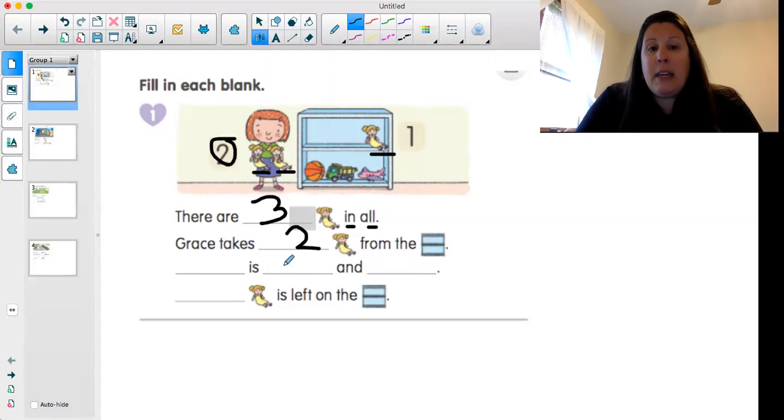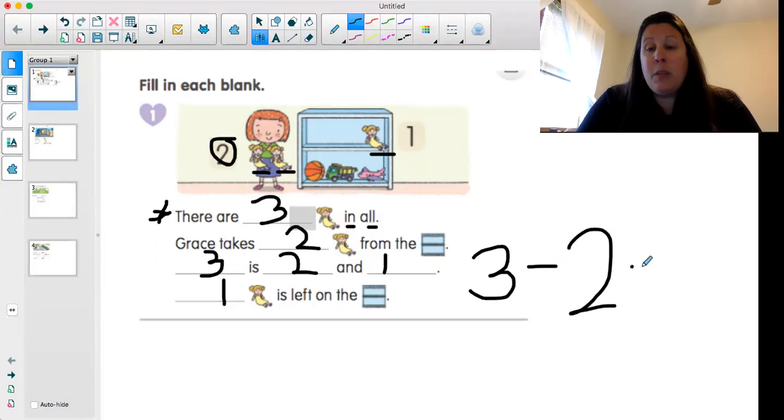Now it says blank is and. So we need to know how many we had. We had 3. 3 is 2 and 1. 3 is made up of the numbers 2 and 1. How many dolls are left on the shelf? It says 1 doll is left on the shelf. Let's make a subtraction sentence. So we start with the number that we had from up top, the number in all from that sentence. We started with 3 dolls. Then we take away 2 dolls. Remember, we always put the equal sign. 3 minus 2 is 1.